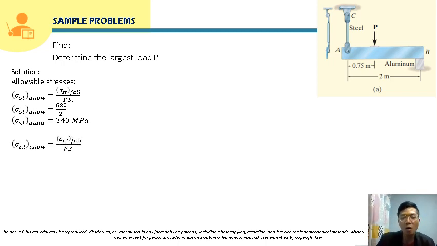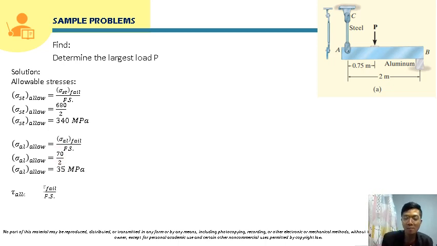Now for the allowable normal stress for the aluminum block, so this is the aluminum block. This will be equal to the normal stress at failure over the factor of safety. From the given in the problem, this will be equal to 70 over 2, and then the value for this will be 35 megapascal.